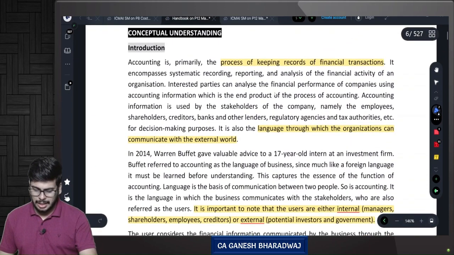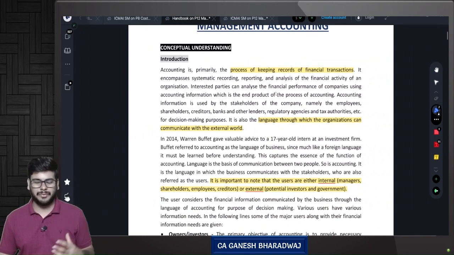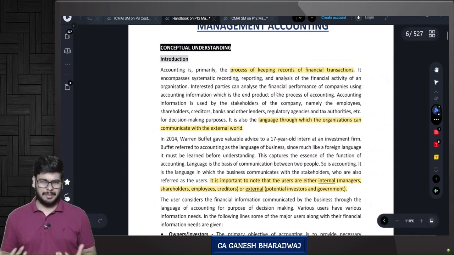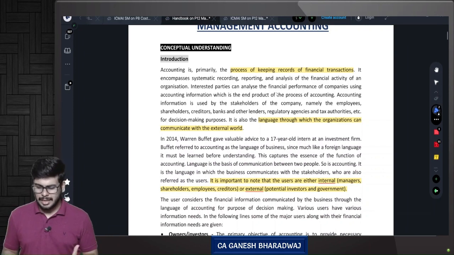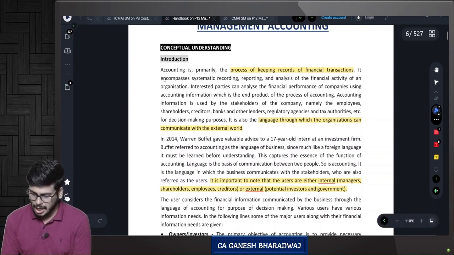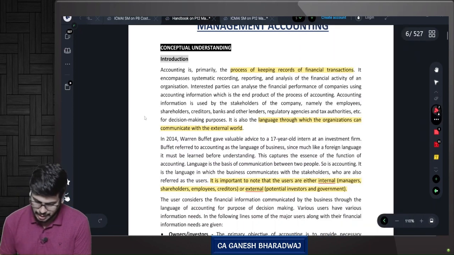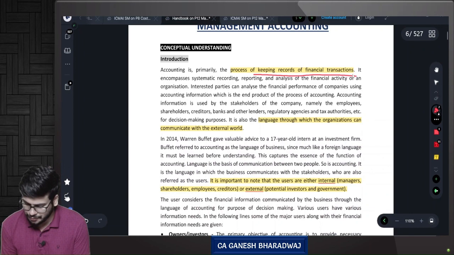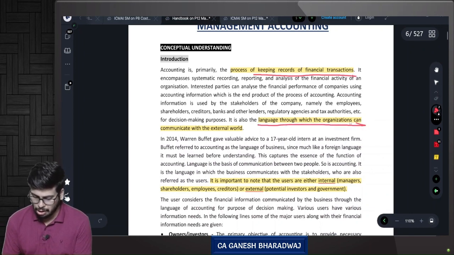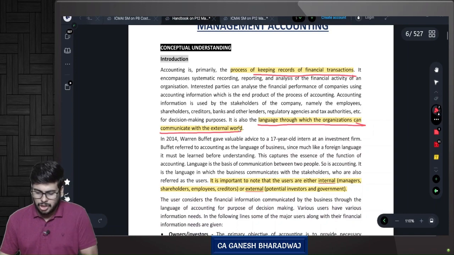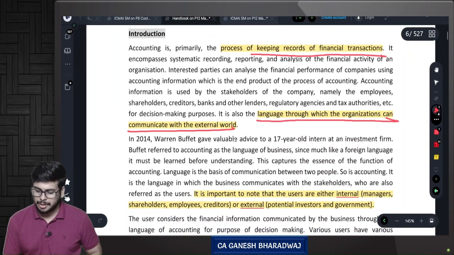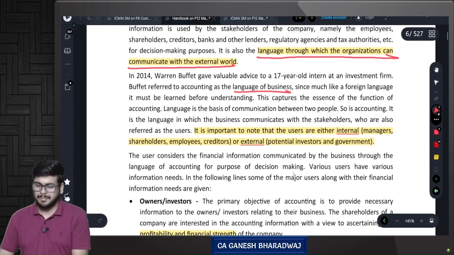So, conceptual understanding. They have given a lot of background and theoretical explanation, from an examination perspective as well as for practically understanding the subject. Not much of relevance, anyway, I'm just walking you through. They have mentioned that accounting is primarily the process of keeping records of financial transactions. It is the language through which organizations can communicate to the external world. They have mentioned a few things here, like Warren Buffett giving valuable advice to a 17-year-old, referring to accounting as the language of business. So only the relevant part I'm going to walk you through.